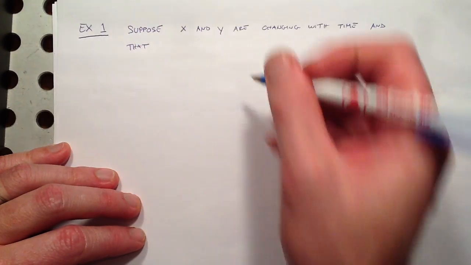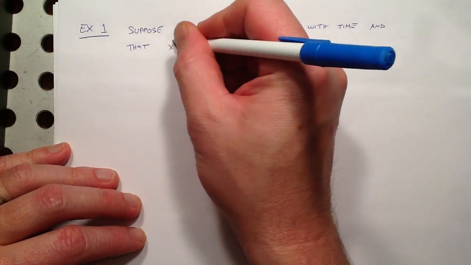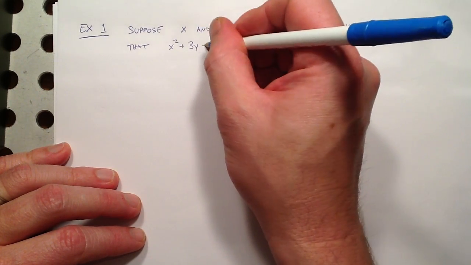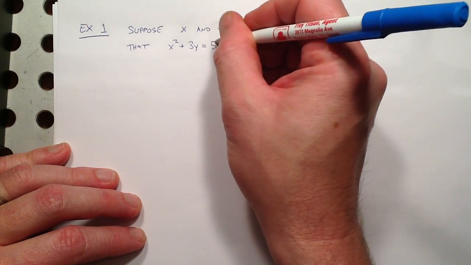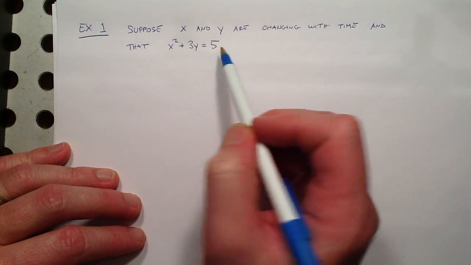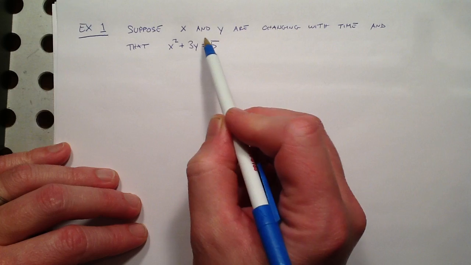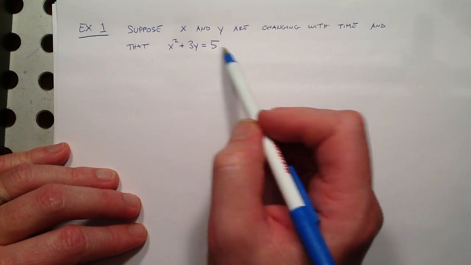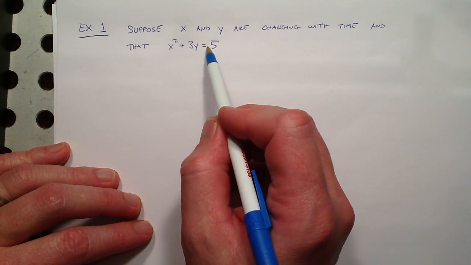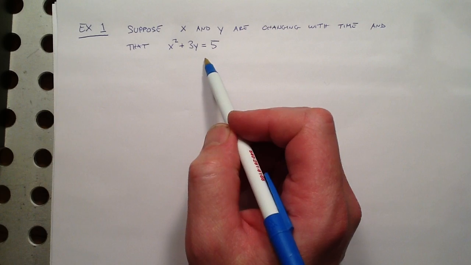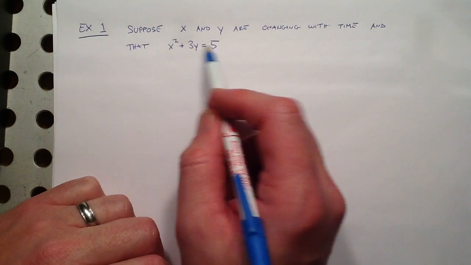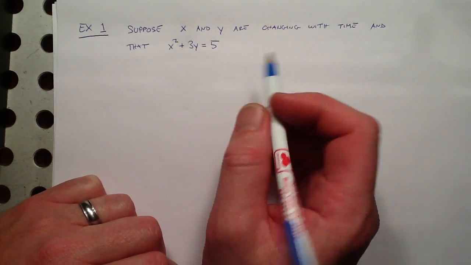And that the following things are true: x squared plus 3y is equal to 5. There's that relationship. Usually, in the real word problems, this is the thing that comes from geometry, but here they're just giving it to us. Here's the relationship between x and y. Notice there's no time variable. This is not calculus yet. There are no derivatives in this. This is just the relationship between the actual quantities. No rates yet.